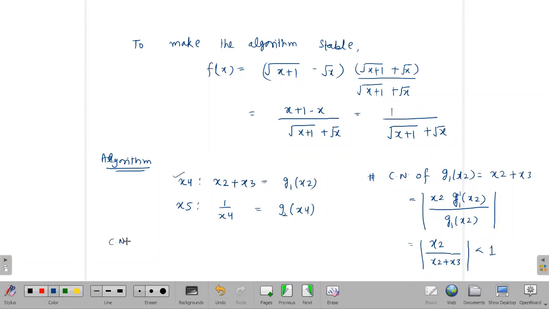So now find the condition number of g2 of x4. So it is 1 by x4. That is, x4 is the variable, the derivative is minus 1 by x4 square, divide by 1 by x4. So that will be 1. So from here you can see you got the stability because you are adding the two nearly equal numbers here, not subtracting. Okay, so this way you can get the stability of an algorithm also.